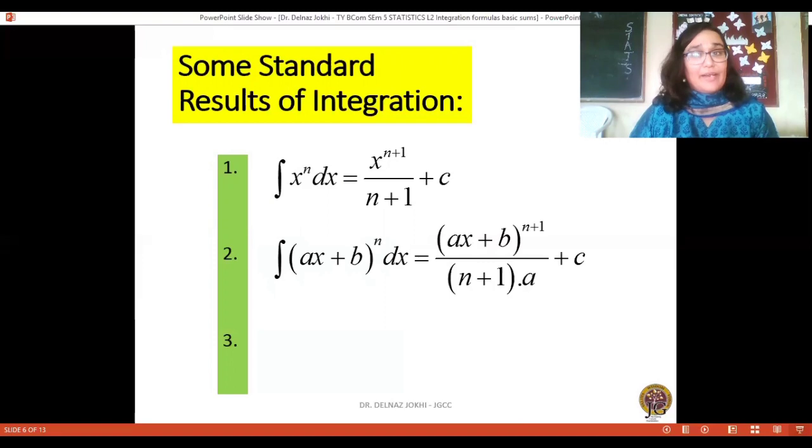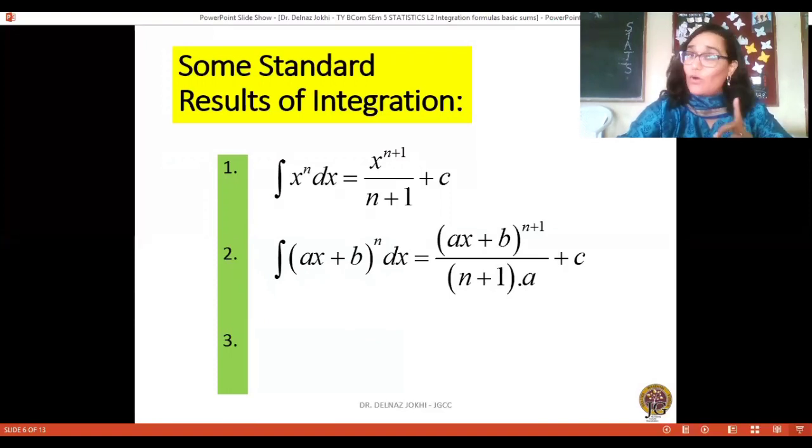The second one, where is x? Ask yourself a question. Where is x? Again, x is in the base. So what do we do? As I just told you, copy the base. So on this side, you have ax plus b. What will come in the power? n plus 1. What will come below? n plus 1, plus c. But look at it carefully. With x, you have a coefficient a. And in your standard results, please look at the denominator. a has been multiplied with n plus 1. What is a? a is the coefficient of your variable x.